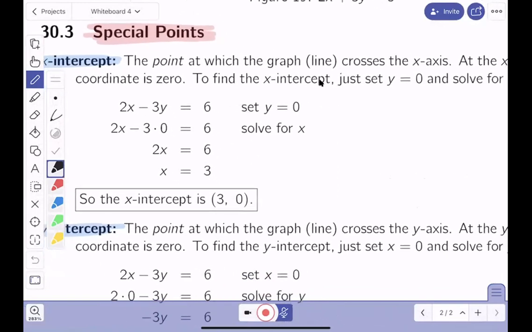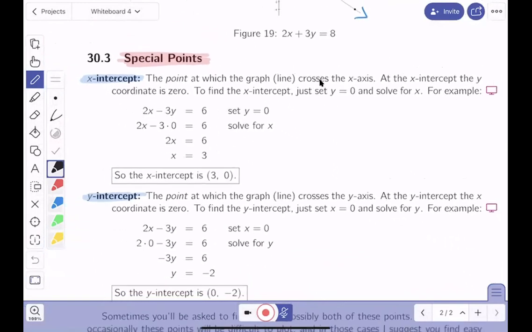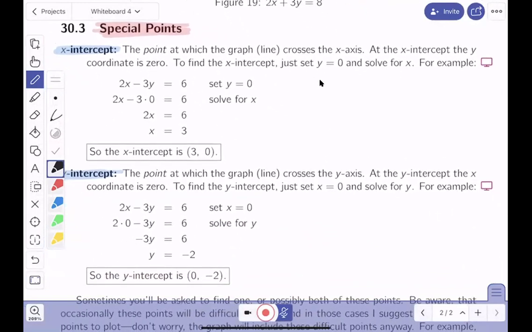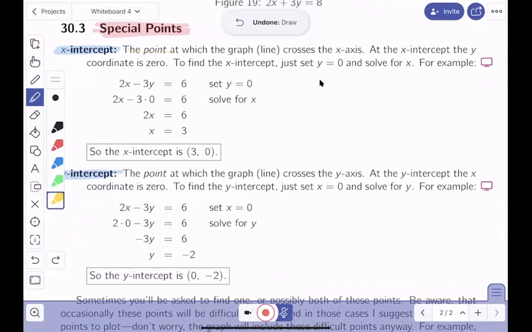All right, let's go back to the words, and we're going to read this to you. There's also a video there for you if you want to look at the video. This is the next intercept now. The point at which the graph, in this case a line, crosses the x-axis. At the x-intercept, the y-coordinate is 0. To find the x-intercept, just set y to be 0 and solve for x.